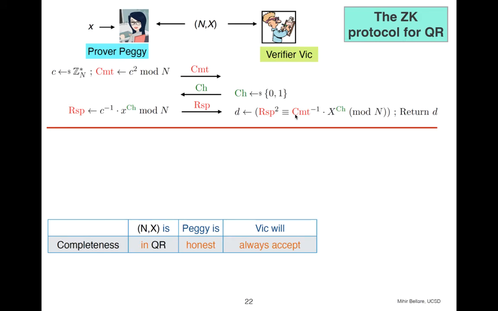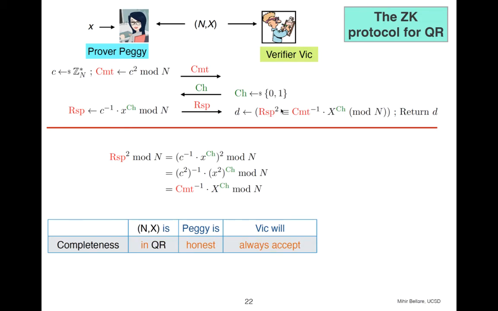So we can go through the different properties. So again, we start with completeness. So suppose that big X was indeed a square mod n, and Peggy is honest. Will Vic accept or will he not? He does, and that's just pure algebra. We need to check that this D here will be true.